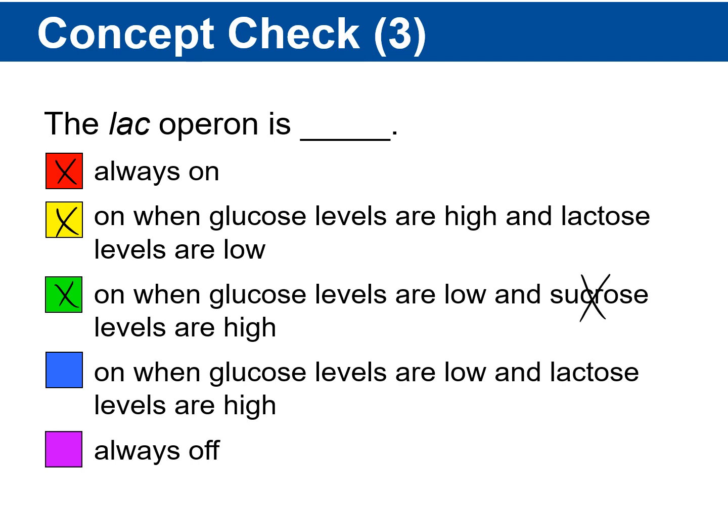How about the fourth choice? The lac operon is on when glucose levels are low and lactose levels are high. And you got it if you recognized that this is how the lactose operon would function. Lastly, though, we should also understand that always off is a wrong answer, because the lactose operon fundamentally has to be able to turn on or off. So I hope you understood the correct answer here. Let's move on.